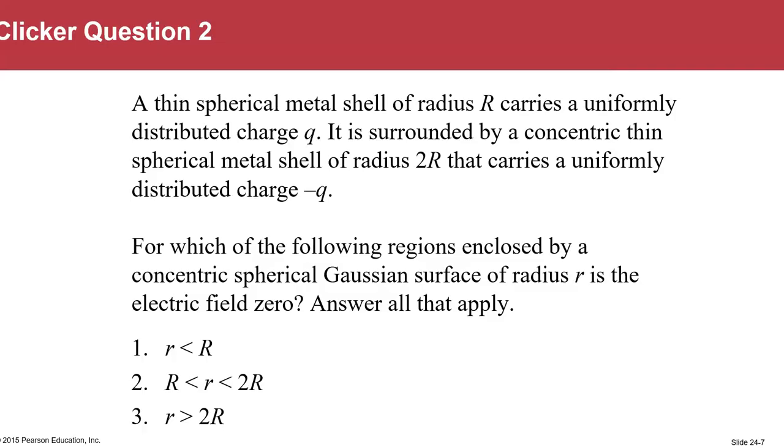So let's look at a similar idea here. A thin spherical metal shell of radius r carries a uniformly distributed charge Q. It is surrounded by a concentric thin spherical metal shell of radius 2r that carries a uniformly distributed charge negative Q. For which of the following regions enclosed by a concentric spherical Gaussian surface of radius r is the electric field 0? Answer all that apply. So this is a really good example.